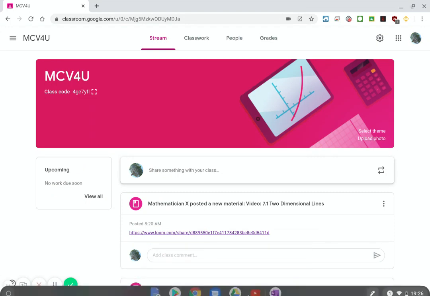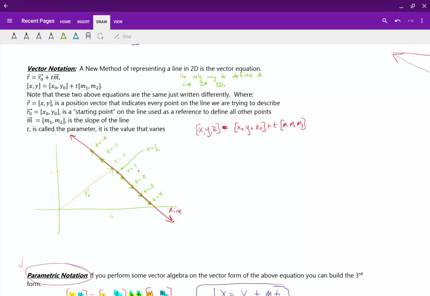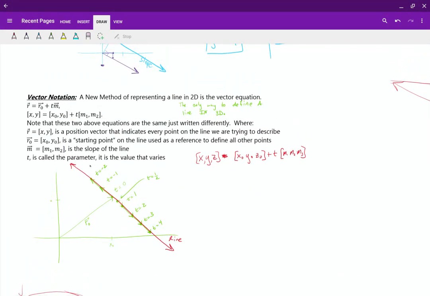Sorry about that. Going back to here. The question was, what is R? R is the actual vector that defines the line, okay? And it points to every position on the line. So what we're going to do here is successfully define a line.